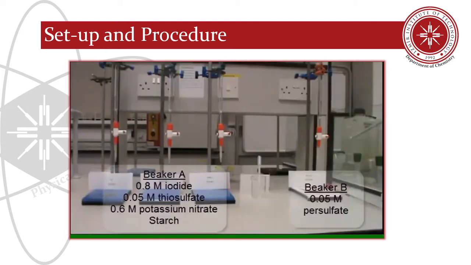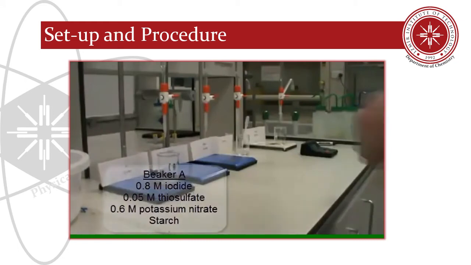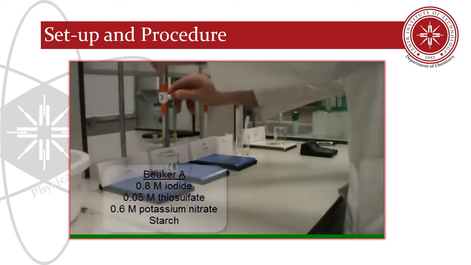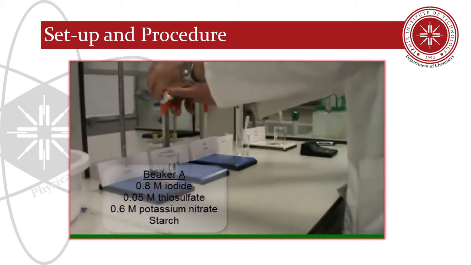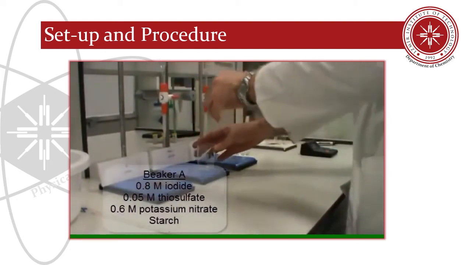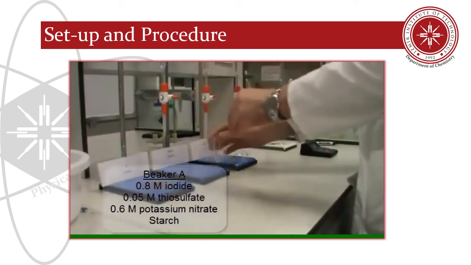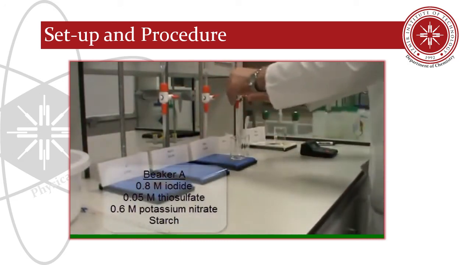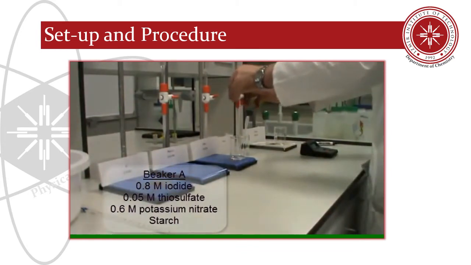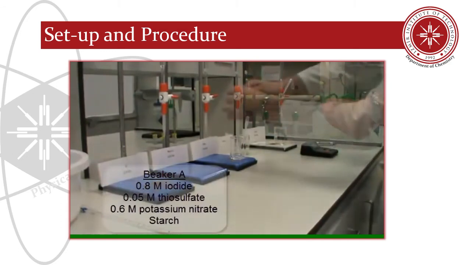So this is our experimental setup. We have burettes to deliver our volumes, and we're going to have two solutions. In beaker A, we're going to have our iodide, one of our reactants. We're going to have thiosulfate, which is the solution that's going to mop up the iodine as it forms. We'll have potassium nitrate, which ionizes the solution, and we have starch indicator, which will go blue as soon as our reaction has used up all of the thiosulfate.